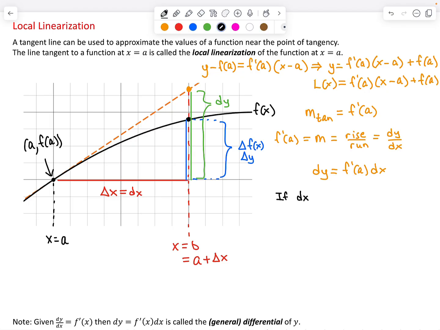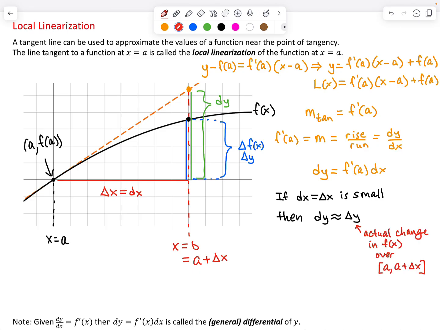So if dx, or delta x, we'll use these symbols interchangeably, is small, in other words, we don't go too far away from the point of tangency, then we know that dy will be approximately the same size as delta y, where delta y is the actual change in f of x over the interval from a to a plus delta x.